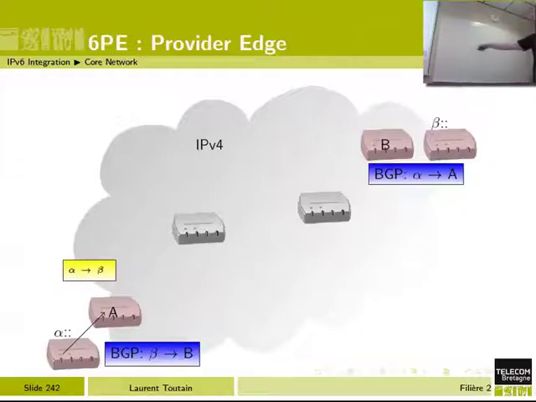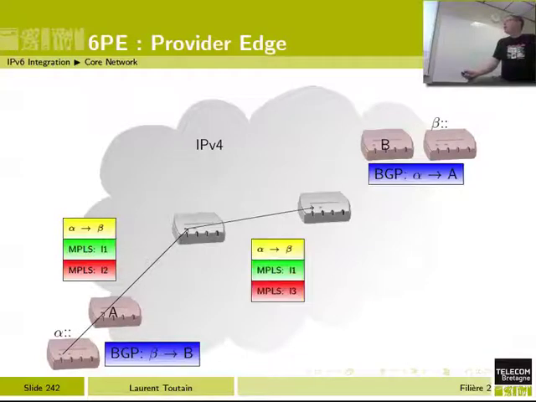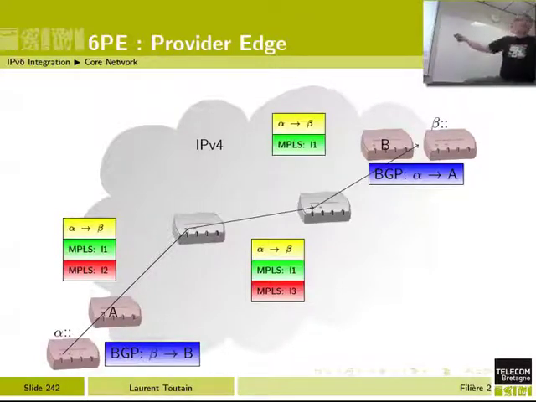First, of course, look at the bottom here. Router A receives a BGP announcement in IPv6 that says, I want to reach beta. Router A receives an IPv6 packet that says, I am alpha and I want to join beta. So what we will do is add an MPLS label here. And this MPLS label, in fact, we stack two labels and we reach that destination.